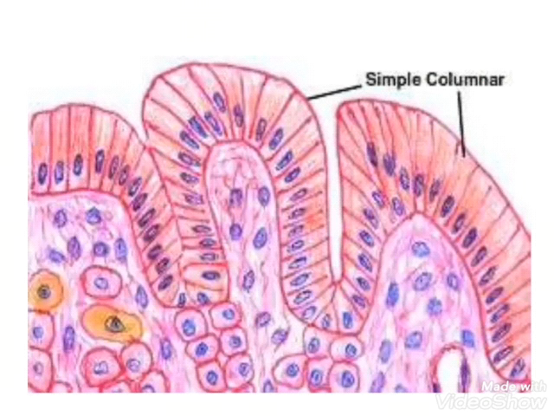Now come to the simple columnar epithelium. Simple columnar epithelium is composed of a single layer of columnar cells having more height than their width. Nuclei of columnar cells are oval. You can see the nuclei of columnar cells. These nuclei are oval or elongated and usually placed in the basal region of the cells.